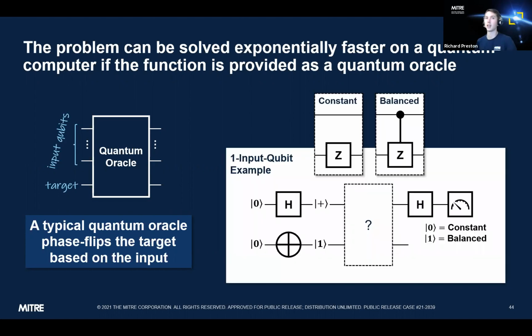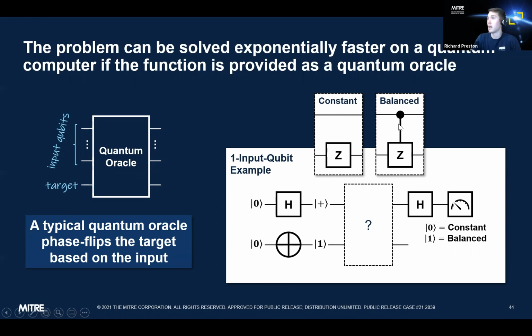So here's an example for 1 qubit of how a quantum computer could detect this. This is really our phase flip detection circuit. This is an example of a quantum oracle with 1 input qubit. We just have 1 line here, and that is constant. The reason it's constant is because it always phase flips the target. It always applies a Z gate to the target, no matter what. It doesn't matter what this input is, it's always going to apply Z. So you can think of it as always giving you an output of 1, whether the input is a 0 or 1.